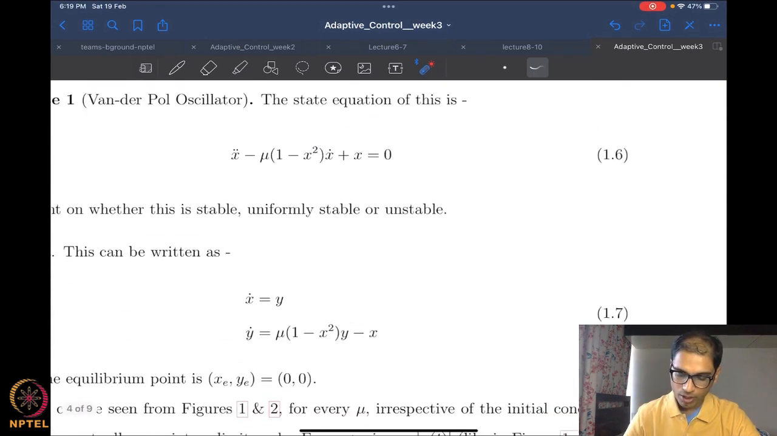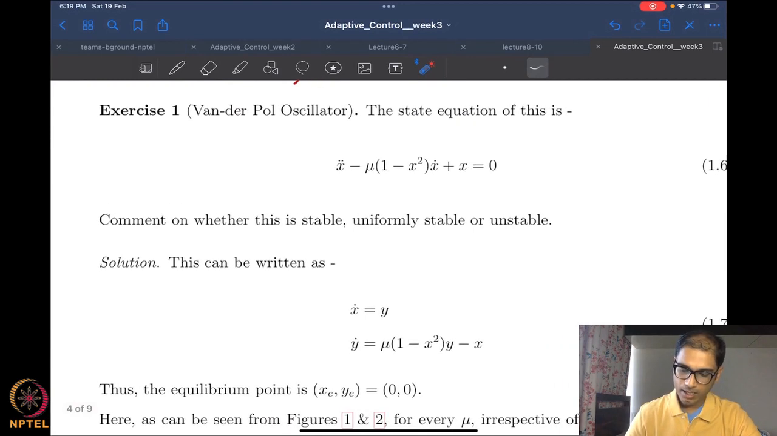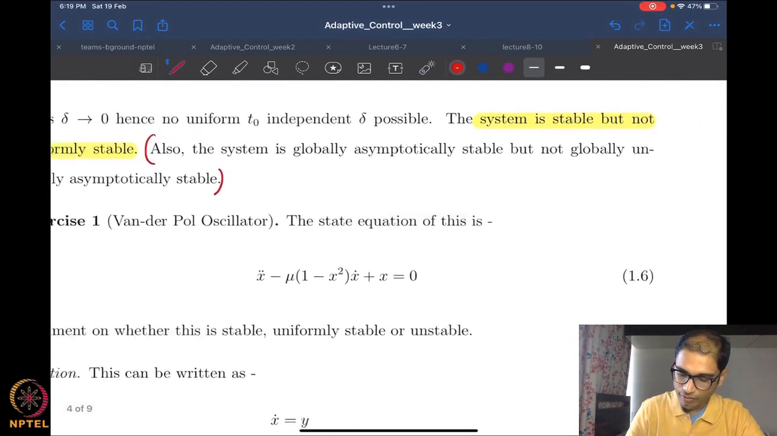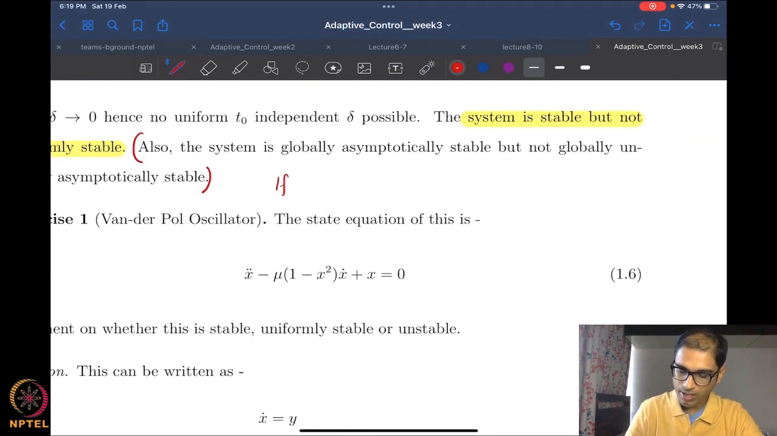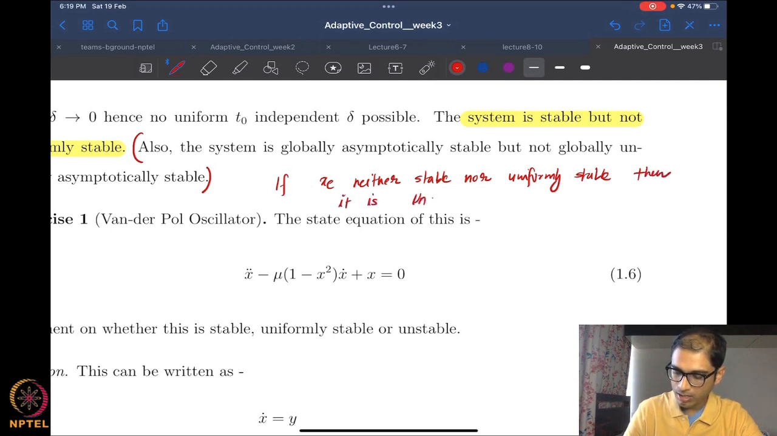One of the important things to remember is that if an equilibrium is neither stable nor uniformly stable, then it is unstable. This is the definition of an unstable equilibrium. If it's neither stable nor uniformly stable, then it is unstable. All right, excellent.